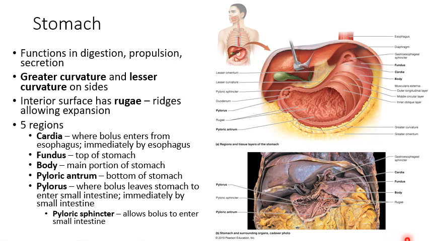Then the stomach is divided into 5 regions. First, you have the cardia, which is directly next to the esophagus. So when a food bolus enters the stomach from the esophagus, it's coming into the cardia. Then you have the fundus, which is the top of the stomach, but not including directly next to the esophagus. Then you have the body of the stomach. Then the pyloric antrum is kind of the bottom of the stomach. And the far end of the stomach where food would exit is the pylorus. So at the pylorus, you have the pyloric sphincter, which controls the movement of food out of the stomach and into the small intestine.